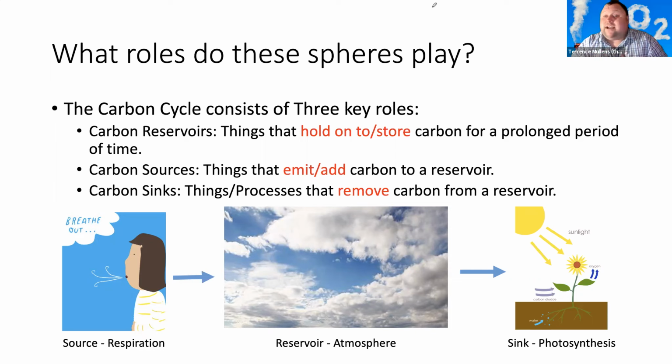But these reservoirs are actually very, very important. And one of the things that we as humans have done is we have disturbed some important carbon reservoirs. That's one of the reasons why we have messed up our carbon cycle.